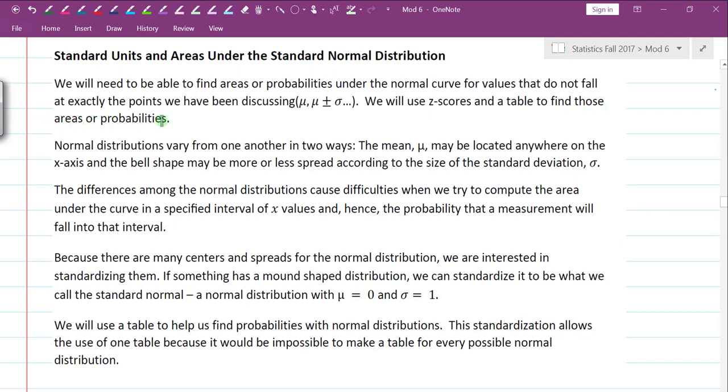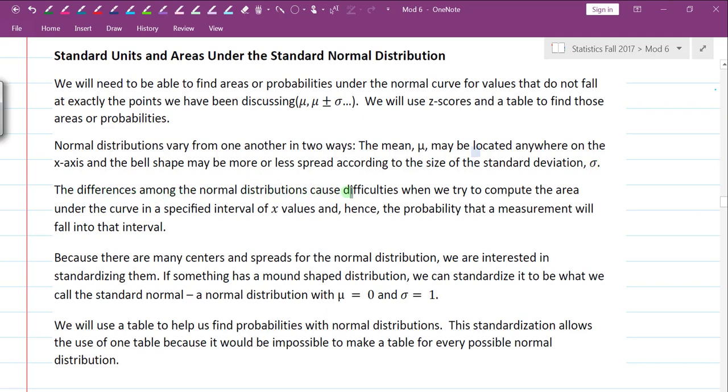Just like we used the binomial distribution tables, we have the normal distribution table, okay? Normal distributions vary from one another in two ways. The mean mu may be located anywhere on the x-axis, and the bell-shaped curve may be more or less spread out according to the size of the standard deviation, okay? So some things may be clustered closer together or more dispersed away from the mean.